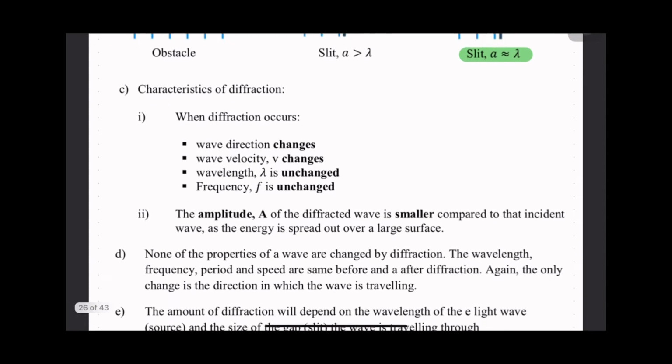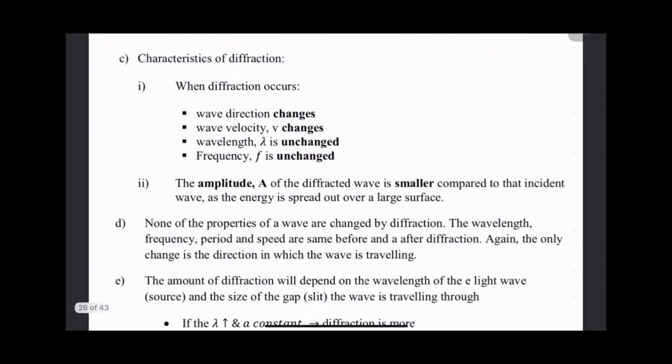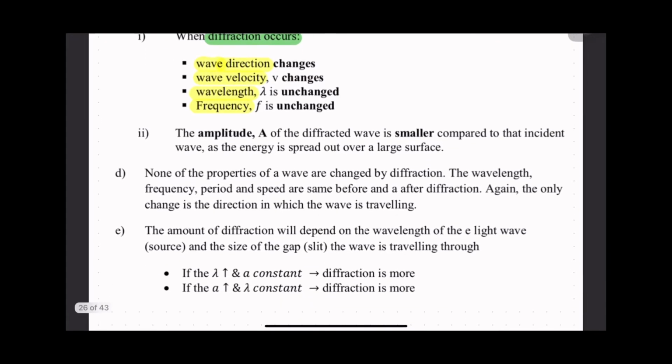So the bending of the wave itu adalah diffraction. Okay, so characteristic of diffraction, when the diffraction occurs, the wave direction, wave velocity is changing. Okay, so changing, berubah arah, but the wavelength and frequency or speed is remain unchanged. Okay, maksudnya after and before diffraction, dia punya wavelength and frequency sama. Okay, sebab apa velocity berubah? Because velocity is depend on direction. Because direction of wave tu adalah berubah, maka velocity juga berubah.